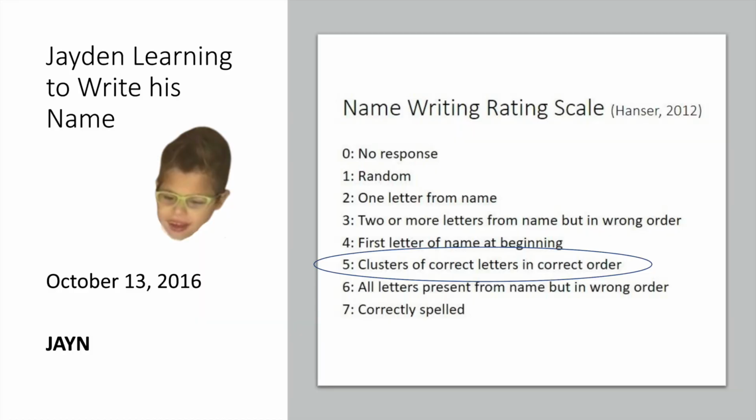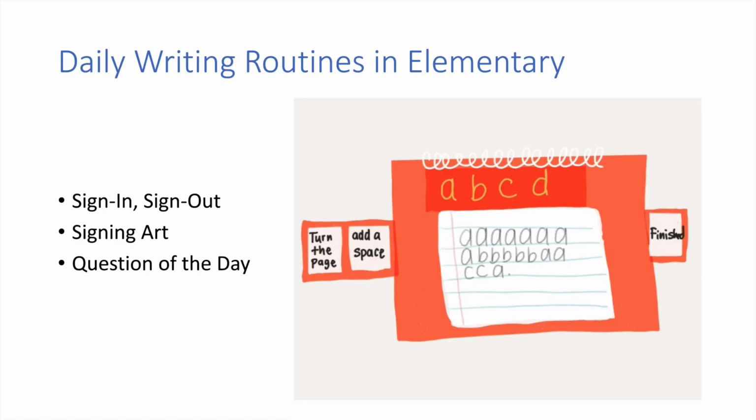So that's just a month later. It's pretty cool how progress happens with daily opportunities to write. That's big progress. He went from that random string to a number 5 on the rating scale, clusters of correct letters in the correct order. Jayn. So the key idea there is daily practice. Jaden got a lot of practice. He got probably many opportunities each day to practice writing his name.